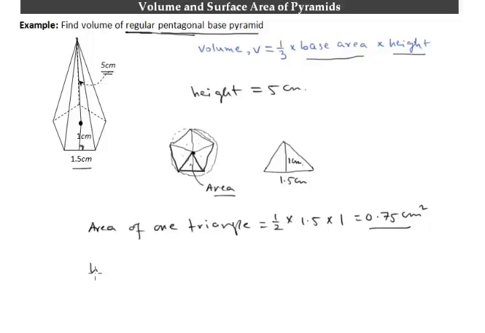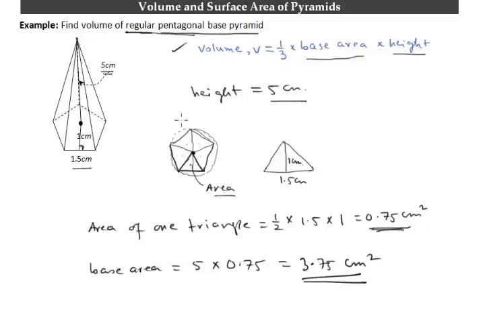So the base area, that means the area of this regular pentagonal base, will be 5 times the area of this one triangle, that is 0.75. If we calculate it, we will get 3.75 centimeter square. So this is our base area, the pentagonal base area, and the pyramid's height is 5.